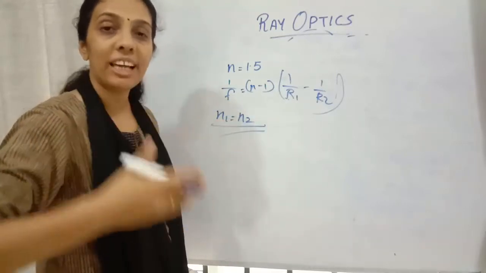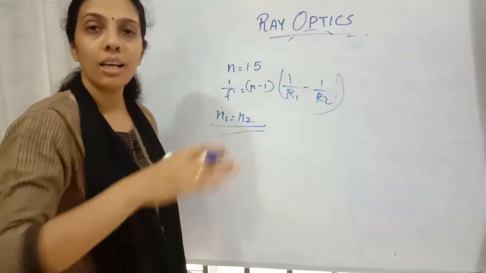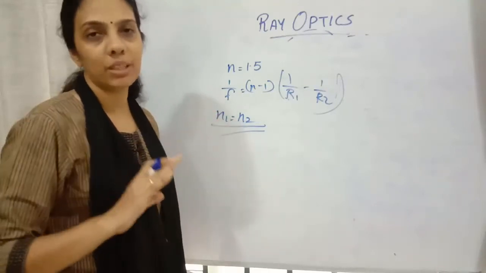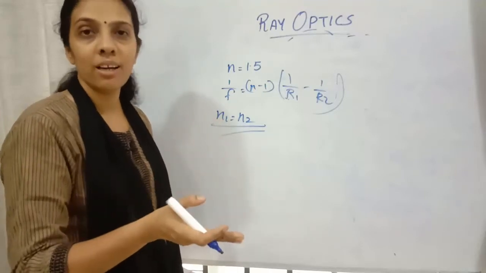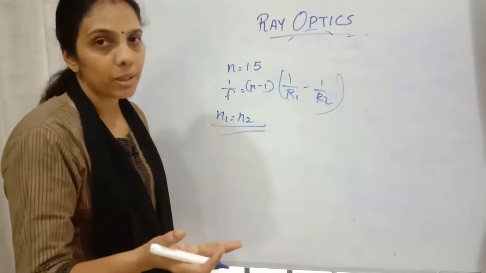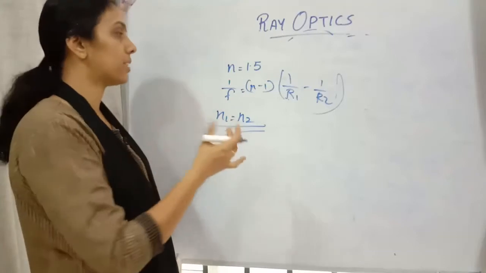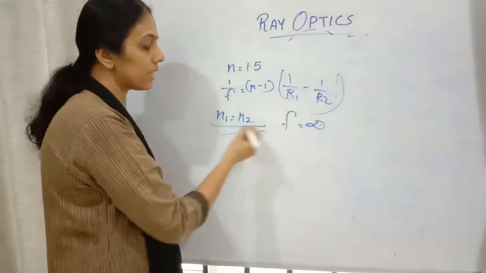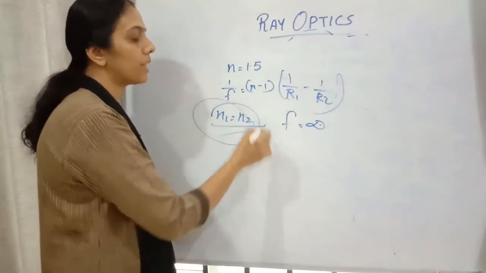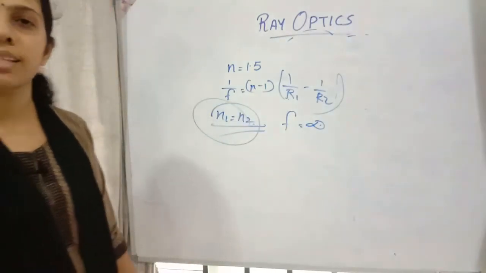For a plane sheet, we won't be able to see the plain glass sheet, because there is no difference between the two media. So we won't be able to observe the object. So f is equal to infinity over there. So 1 by infinity is equal to 0, and here we get n1 equals n2.